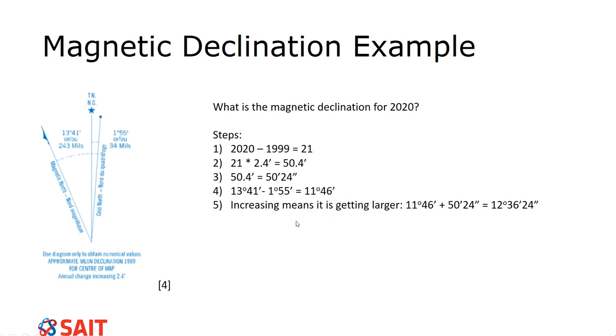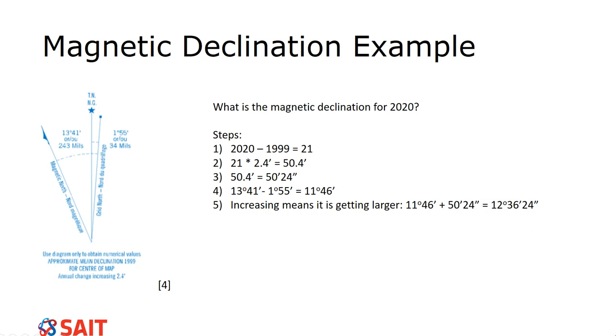Now we have to figure out the actual new location of the magnetic north, which will be out here. So it is increasing, and therefore it's going to be moving out, and therefore we need to add it. So we take this original magnetic declination, we add the change that we calculated in 3, and then we get our answer of 12 degrees 36 minutes 24 seconds. Okay, so that is the declination examples.